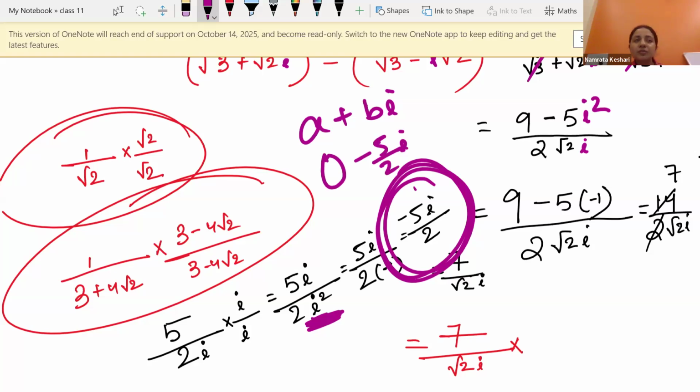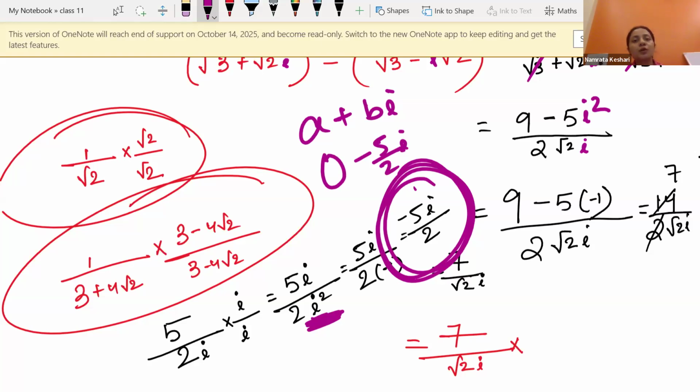Okay, so what I'm trying to explain is that whenever you have i in the denominator, and your purpose is to write it in the standard form of the complex number, that is a plus bi, you can multiply one i in the numerator and i in the denominator. Is that allowed in mathematics?